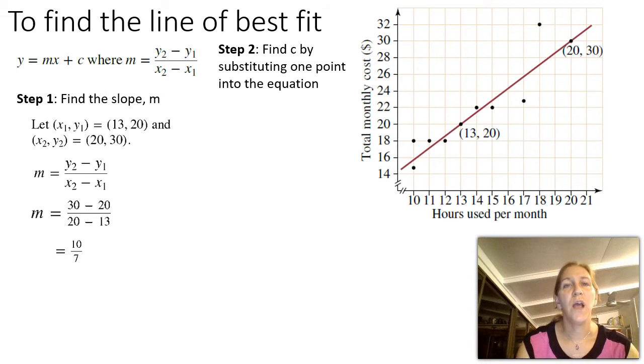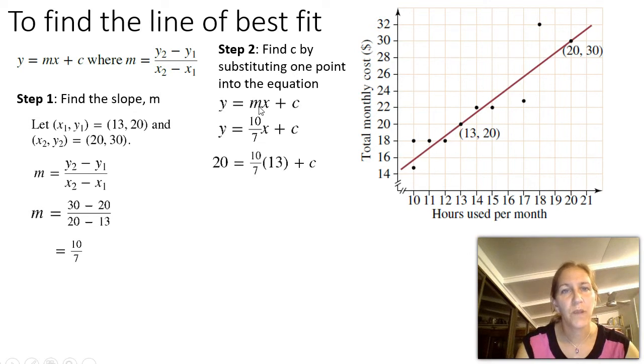Step 2, we need to find c, or the constant, by substituting one point into the equation. We've already got our m. If we substitute, let's say, x1 and y1 into the x value and y value, we'll be able to find c because that will be our single variable left. So y equals mx plus c, we put our gradient in, then substitute x1, y1 into the values, and then we just have to solve for c.